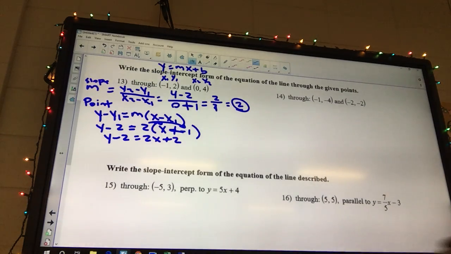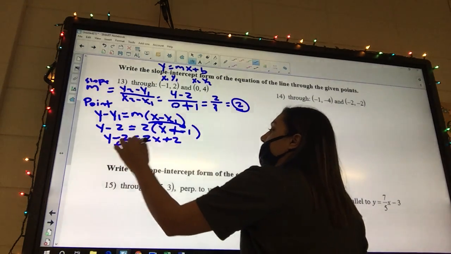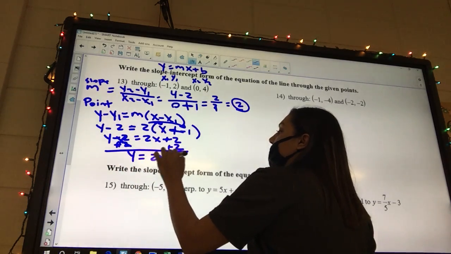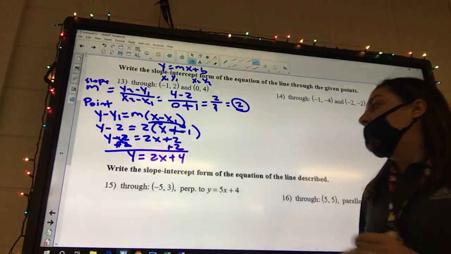Yeah. So we're going to add 2 to both sides. Y equals 2x plus 4. And that's our answer.